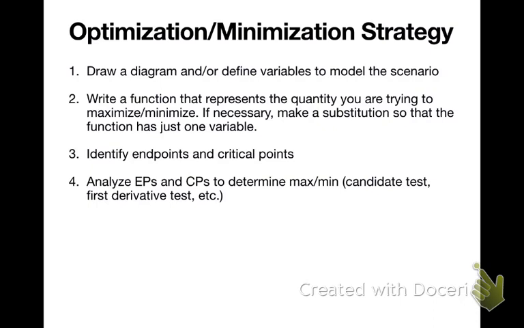Once we have that equation, we'll identify our endpoints and critical points. Those are our candidates, remember, and then we will analyze those candidates, maybe using the first derivative test, maybe just using a candidate table to determine the maximum or minimum, whatever we're trying to find.